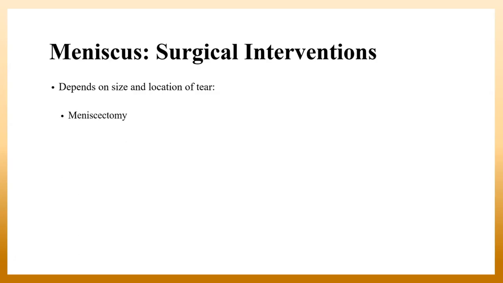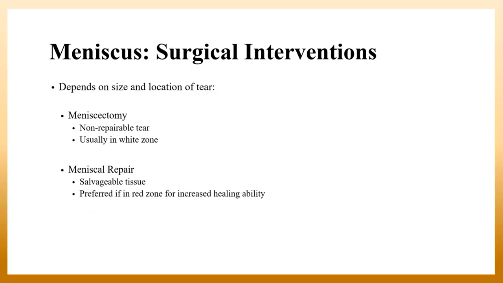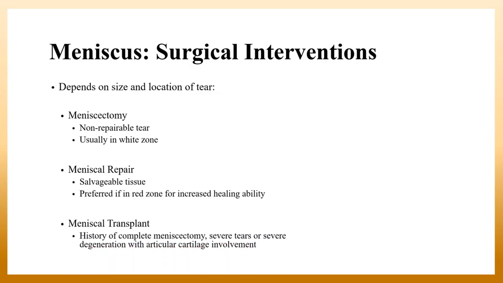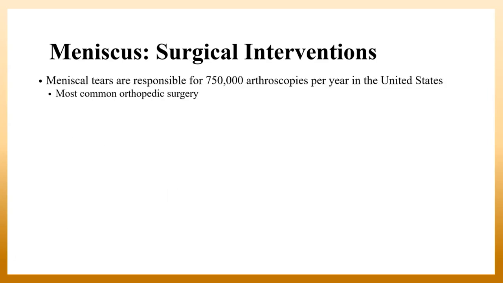So surgical intervention depends on the size and location of the tear. A meniscectomy, you might just go in and remove the meniscus or a portion of it for non-repairable tears, usually in the white zone. A meniscus repair is for salvageable tissue, preferred in the red zone. And a meniscus transplant may be for those with a history of complete meniscectomy or severe tears in younger individuals who are not obese. Those are the individuals usually who may be candidates.